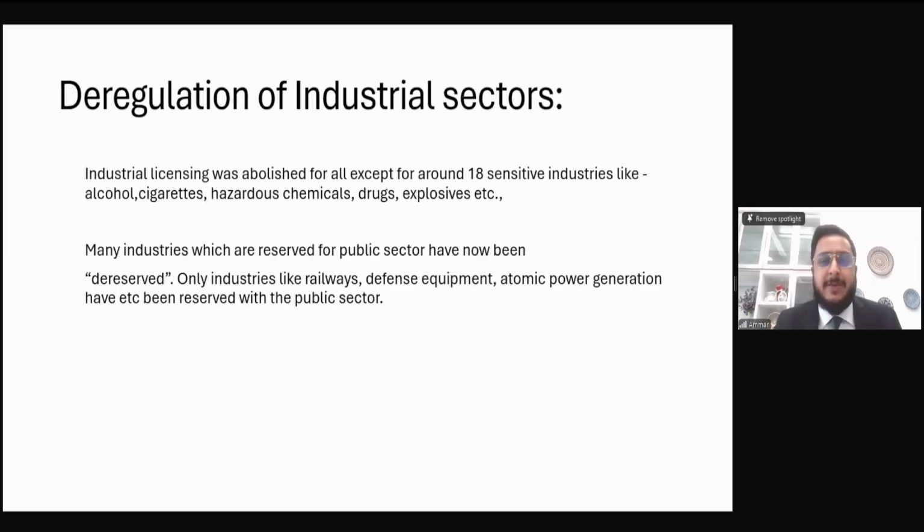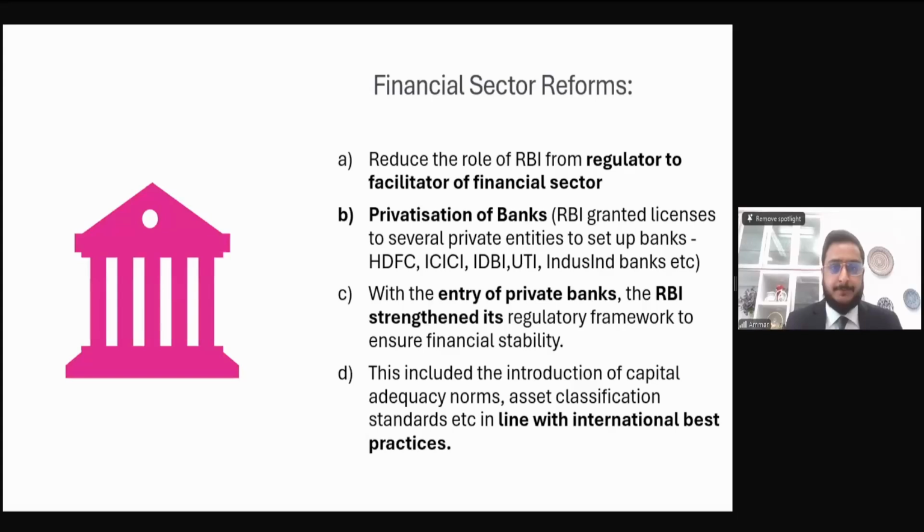Now we just discussed the various reforms which took place in the 1990s. There was deregulation of the industrial sectors. Industrial licensing was abolished for almost all industries except 18 sensitive industries like alcohol, cigarettes, etc. And many industries which were reserved for the public sector were now de-reserved. For example, only industries like railway, defense, and atomic generation were reserved for the public sector.